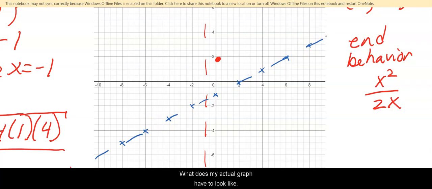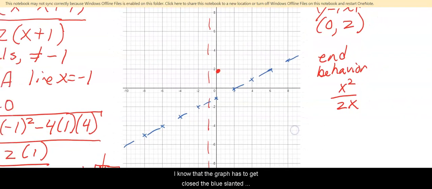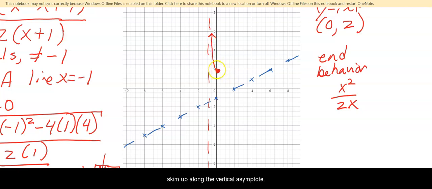Now, what does my actual graph have to look like? I know that the graph has to get close to the blue slanted asymptote and close to the red vertical asymptote. It also has to hit at 2, 0. If it's going to hit here, then it has to hit here, skim up along the vertical asymptote, come down from there, and then skim out along the slanted asymptote.